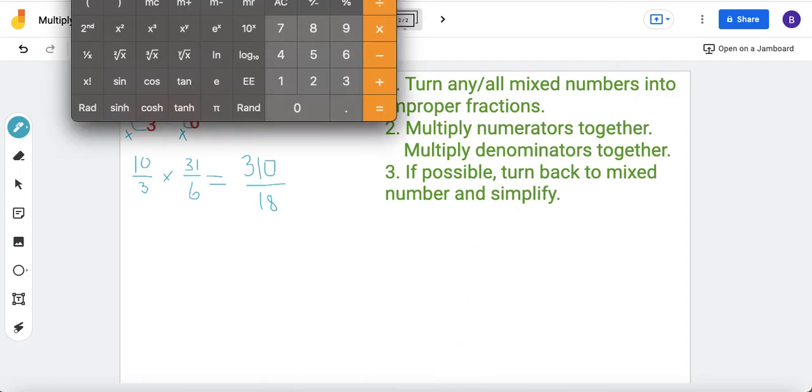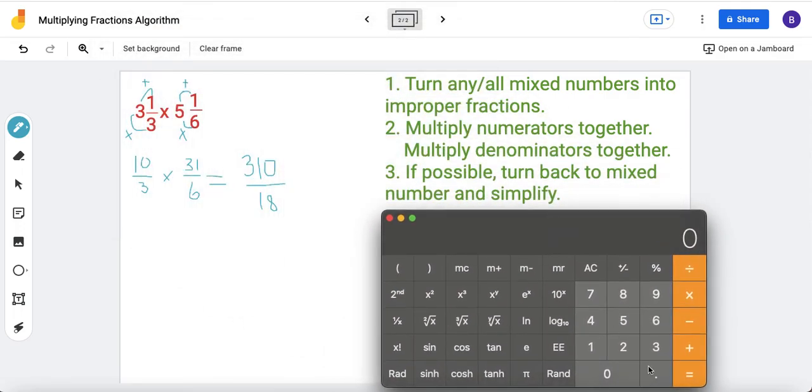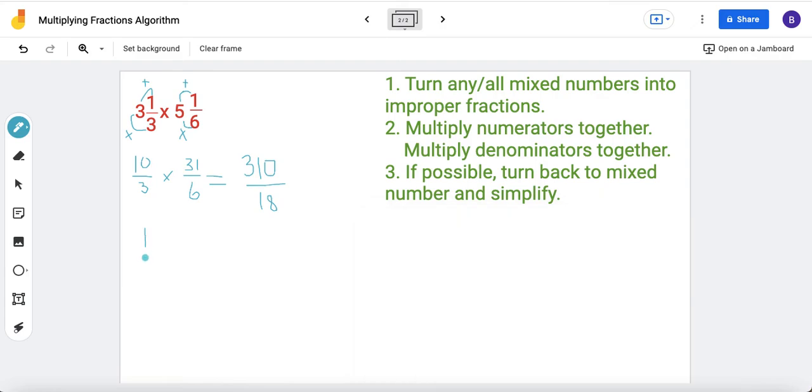So what we are going to do is take our numerator and divide it by our denominator. And this is going to give us a decimal, which is okay. What I want from this is the whole number. So the whole number was 17.